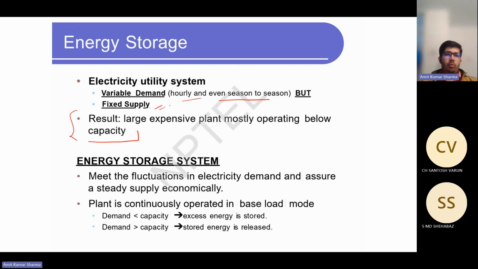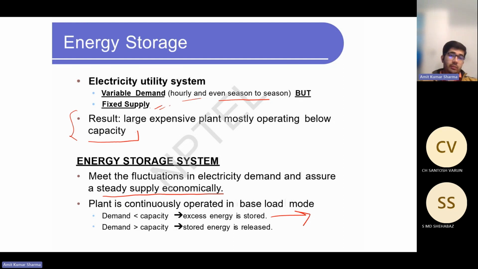So what we will do, we will apply the energy storage system. We will store the excess generated energy. So it will meet the fluctuation in electricity demand and assure a steady supply economically. So suddenly if demand increases, then we can use that stored energy. So the plant is continuously operated in base load mode. If demand is less than capacity, then what will we do? We'll store the excess energy using mechanical storage systems, like, I think we have covered the compressed air storage system, and hydro pumps, like hydro energy storage systems.